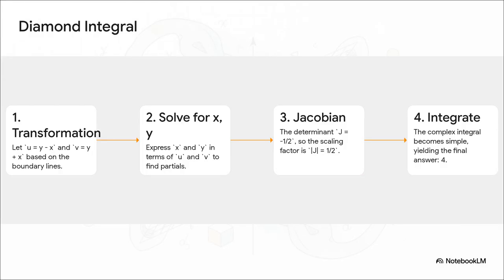So we just followed the recipe again. We define u and v. We have to do a little algebra to solve for x and y so we can get our partials. We calculate the Jacobian, which turns out to be -1/2. We take the absolute value, so our stretching factor is just 1/2. And now that horrible original integral is replaced by a laughably simple one over a plain old rectangle. The hard problem has been completely transformed into an easy one.